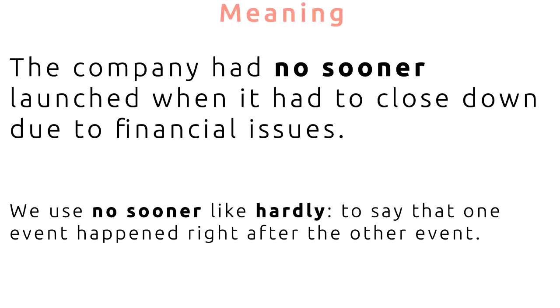In the example above, what is the first event? The first event is the company launched. So that means the company started. And the second event is that it had to close down because of financial problems. So we use no sooner to say that just after the company started, it had to close down. So the second event happened just after the first event.